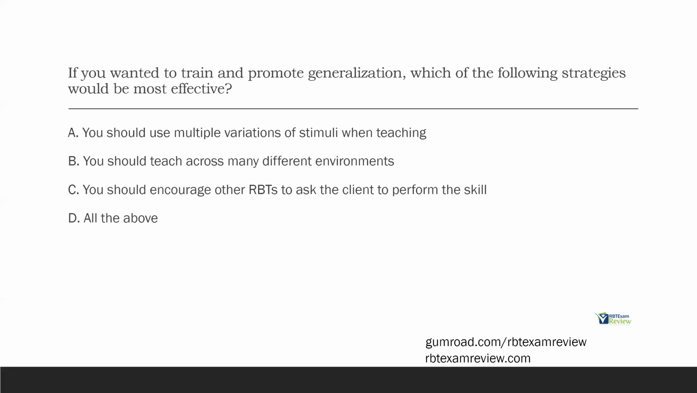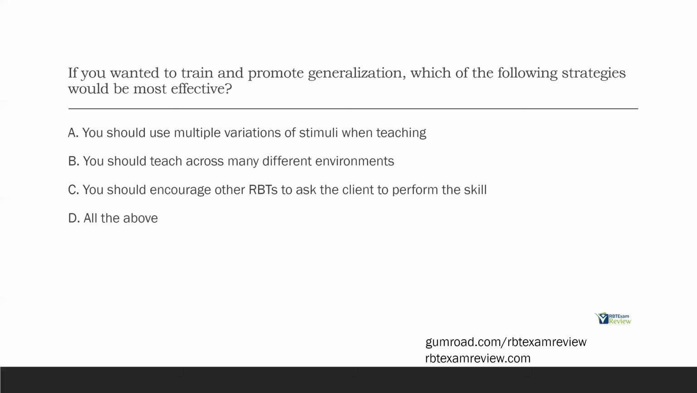A, you should use multiple variations of stimuli when teaching. What does that mean? If I'm teaching you to identify birds, I'm not going to just use a cardinal. I'm going to use a bluebird or blue jay, a cardinal, a pigeon. I'm going to use a bunch of different stimuli so you start to recognize that birds come in many different shapes and sizes. This would be a great way to promote generalization. All right, so A is good.